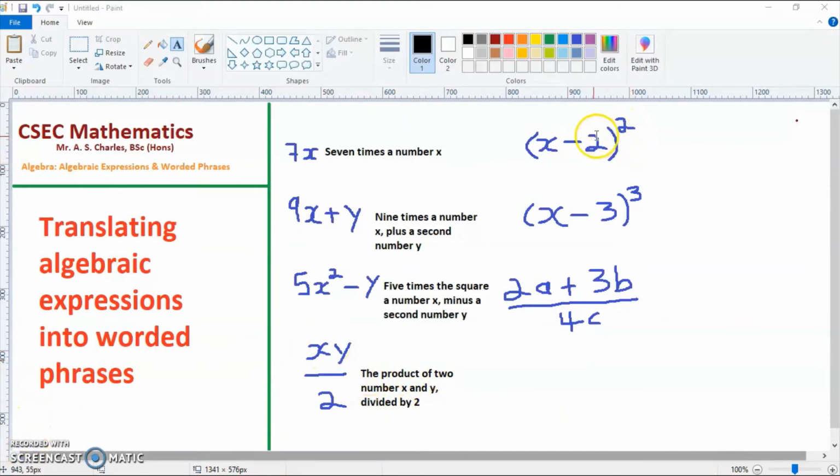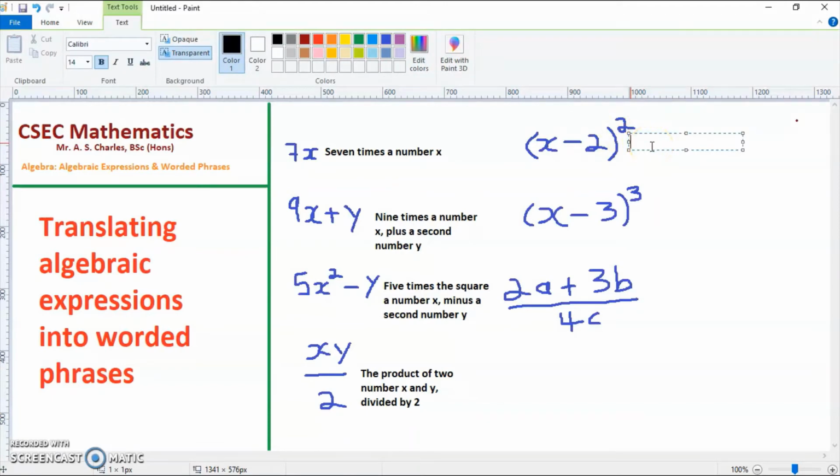For the next question, we have a power here. The power is 2, so we must start our answer by making reference to the power. We start by saying the square of, because any number that is raised to the power of 2 is squared. Inside the bracket you have a subtraction sign and two numbers, so this is the difference of the two numbers. So the square of the difference of two numbers x and 2, or you could have just said the square of the difference of x and 2. And that is your answer there.